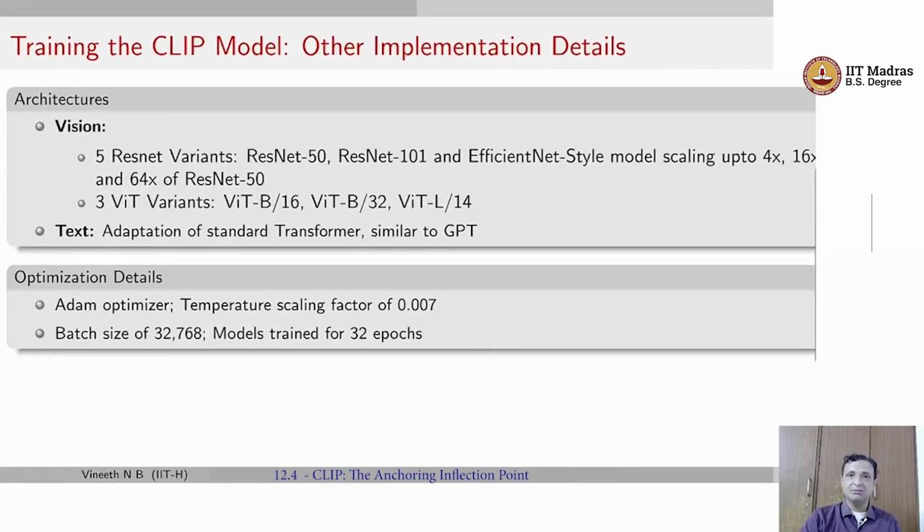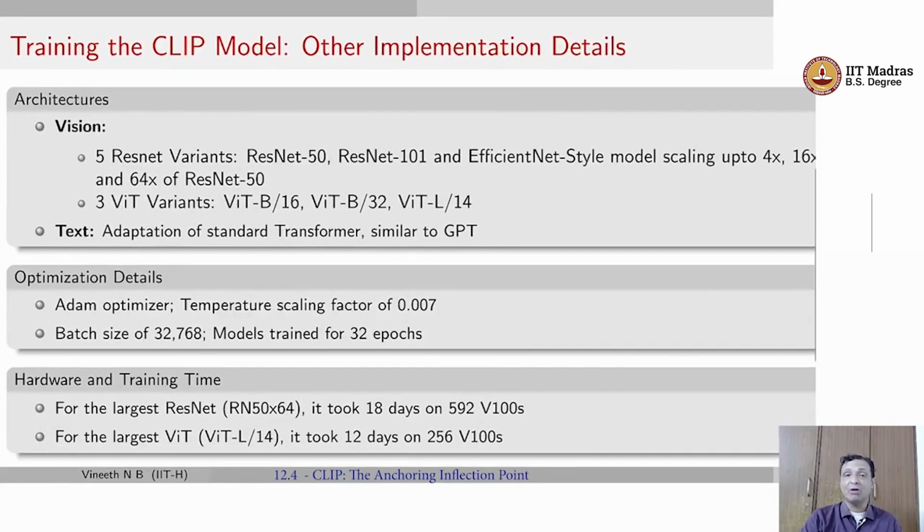In terms of optimization, they used the Adam optimizer, a temperature scaling factor of 0.007, we also saw that in the pseudocode, a batch size of 32,768, and they trained the model for 32 epochs. An obvious query in your mind could be, how long did the model take to train and what kind of hardware? So for the largest ResNet model, it took them about 18 days to train on 592 V100 GPUs. And for the largest ViT model, it took them about 12 days to train on 256 V100 GPUs.